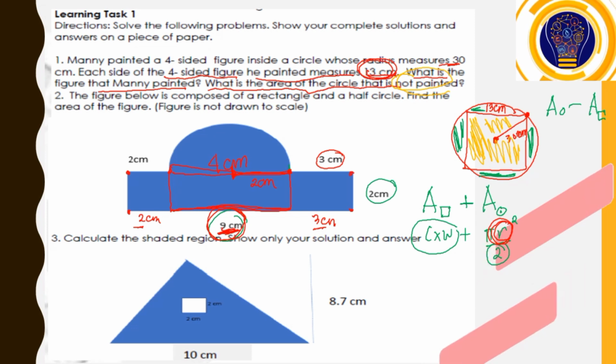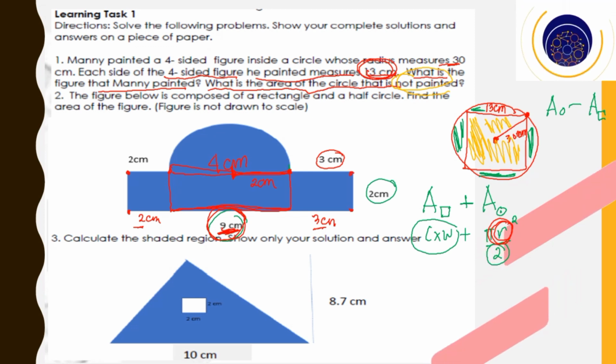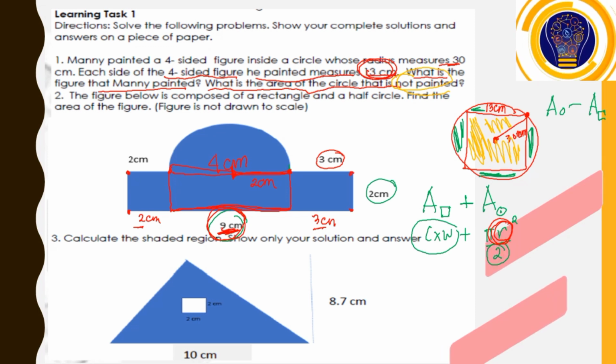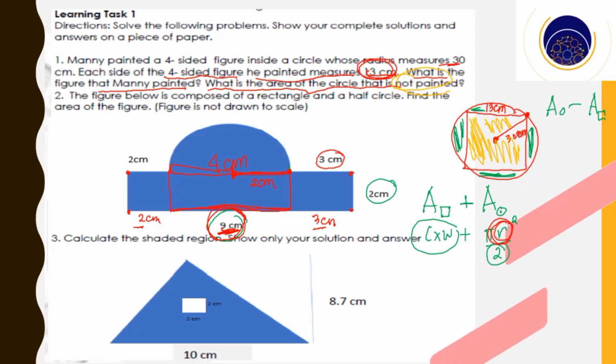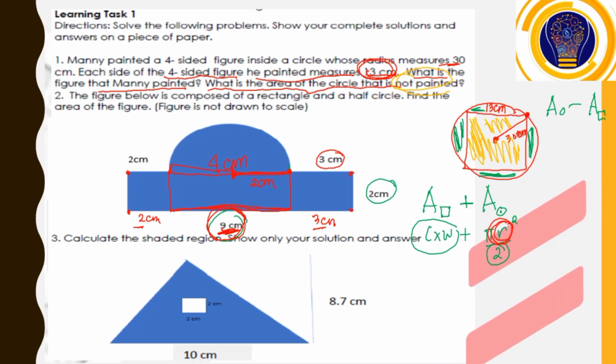Now, here, in number 3, calculate the shaded region. Show only your solution and answer. So, anong figure meron tayo dito? Meron tayo ditong triangle at meron tayo rin square. So, you need to get the area of the triangle minus the area of the square. That is learning task number 1.